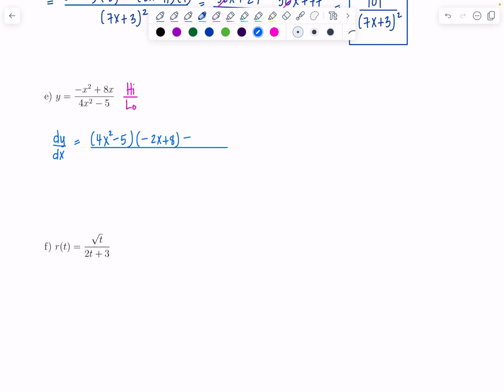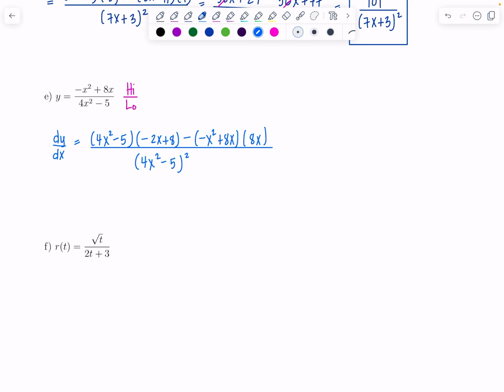Minus high, so leave the numerator alone, negative x squared plus 8x. D low, derivative of the bottom would be 8x. Perfect. And then low, low. So square the denominator. 4x squared minus 5 squared. All right. Now the calculus is done. It's just a matter of cleaning everything up.